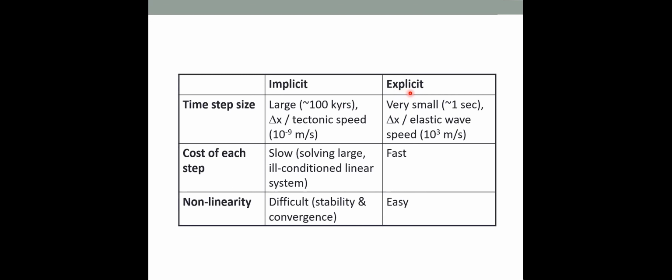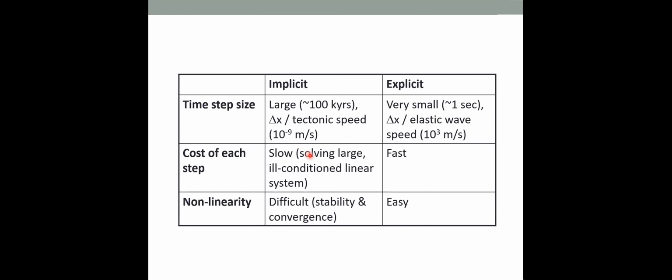And for the explicit scheme, the speed is the elastic wave speed. And the wave speed is on the order of a kilometer per second. So the time step becomes very small. It's on the order of 1 second. So this is a huge change of order of magnitude. But the cost of each time step is different.